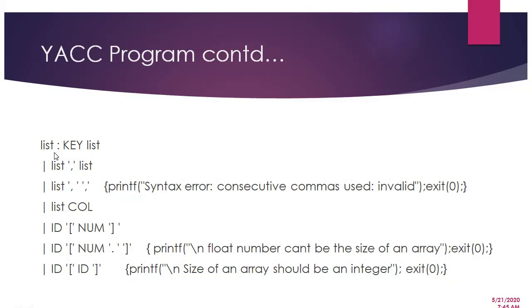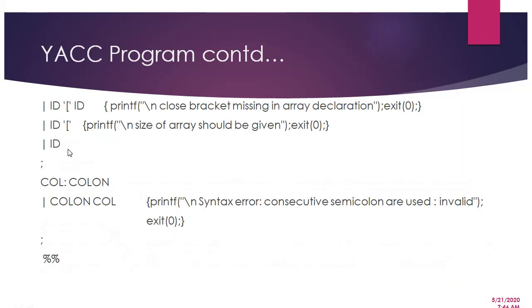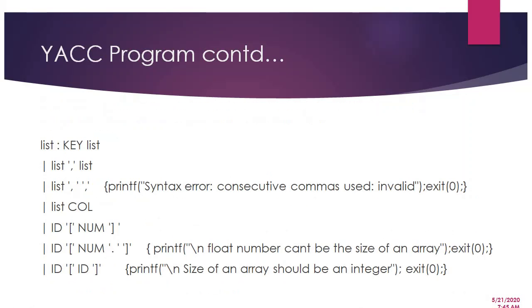Next, the definition of list. List can be key followed by list. So what is key here? You can see that key is a token. Key is your declarative statement, that is int, float, all those things are considered as the key here. That means D derives TL, where T is the type. That is what is specified as a key.